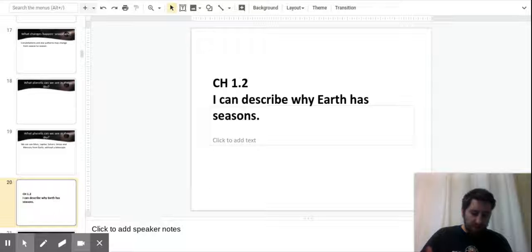All right, we're almost done. Page 12. Revolution. In addition to rotating, Earth travels around the sun. Revolution is the movement of one object around another. One revolution of Earth around the sun is called a year. Earth's path or orbit is a slightly elongated circle or ellipse.